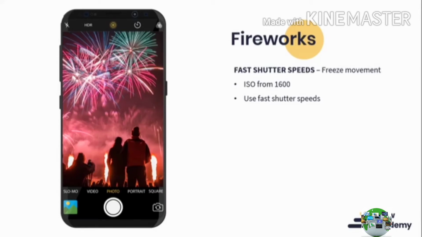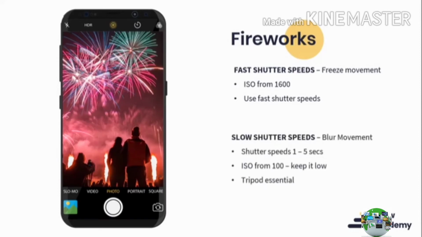But if you want to try something a little bit different, you can go with slower shutter speeds, so you can blur the movement of those fireworks like in the photograph here. And to do that, you're going to want to use much slower shutter speeds from about 1 to 5 seconds. Keep your ISO as low as possible. Keep it to about 100 or even lower than that if you can. And a tripod will absolutely be essential in a situation like this.